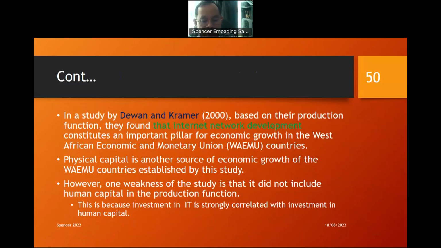However, the study has one major weakness: it did not include human capital in the production function, in the factors in their analysis. The reason behind this is that investment in IT, or information technology, is strongly correlated with investment in human capital. So if they had included human capital as a factor in their analysis, they may have had better results from that analysis.